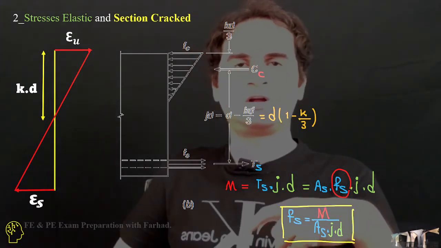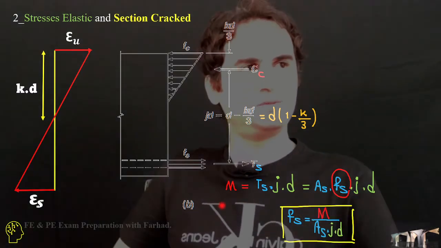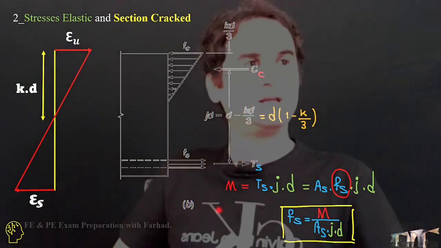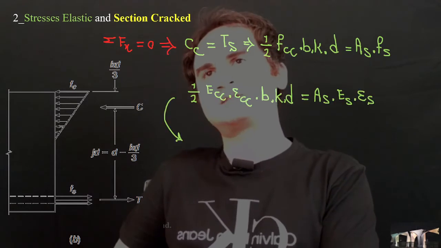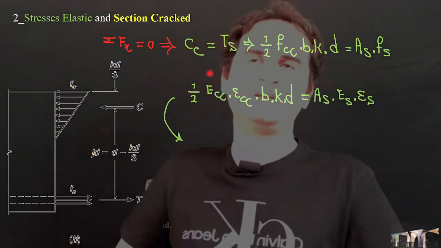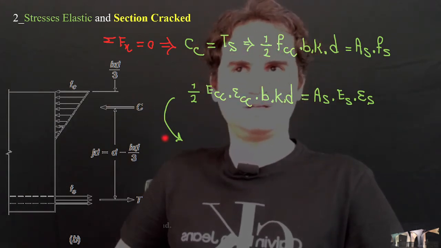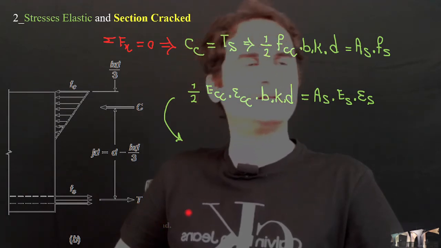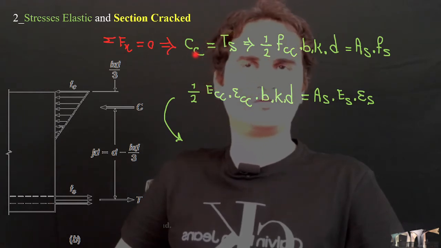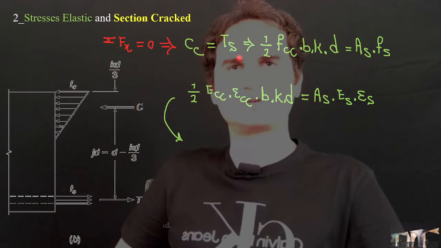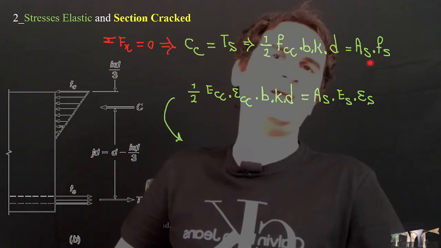Now we do know how to calculate all the stresses for each part, the concrete part and steel rebars, in cracked section analysis. And then if you go by summation of forces goes zero, it says Cc is equal to Ts. Cc, compressive force in concrete, is equal to the tensile force in steel rebars. Cc stands for force of concrete. Ts stands for force of steel. That's a half of fcc times b times kd is equal to As fs.